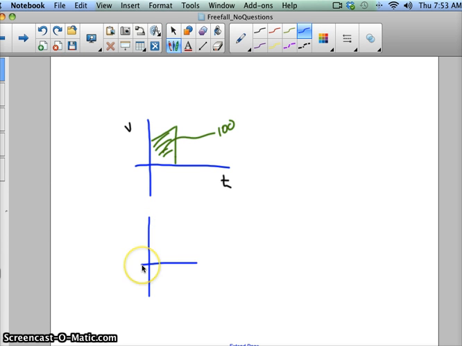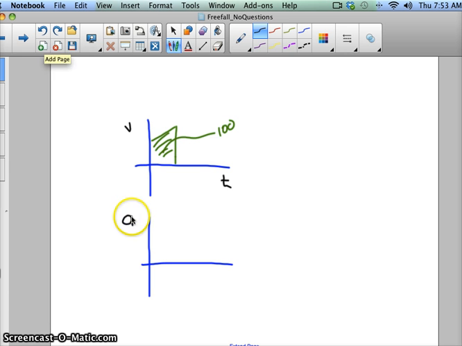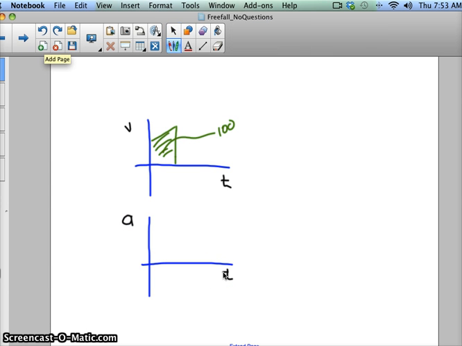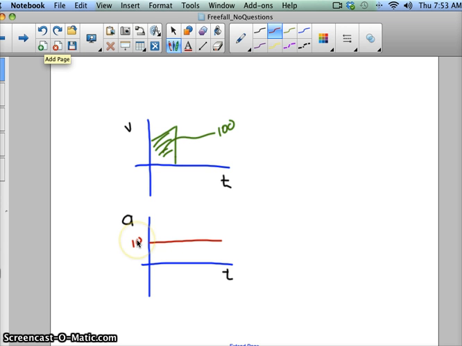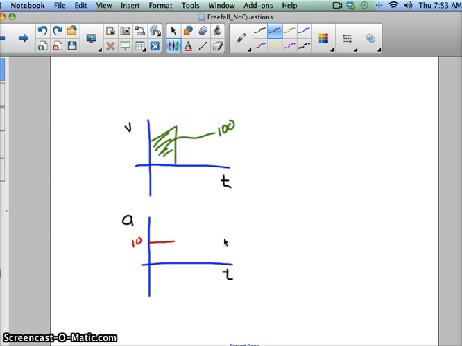And my acceleration graph has actually been identical the whole time. My acceleration graph has always looked like this. My acceleration never changed. My acceleration has just been 10 the whole time. So 10t, and I'm going to call this amount t now. 10t has to be my change in velocity, which means this height here has to be 10t.